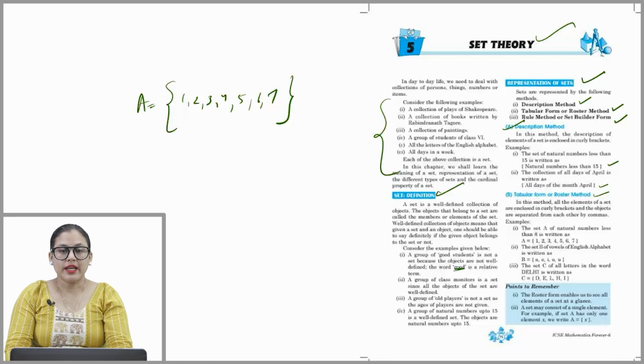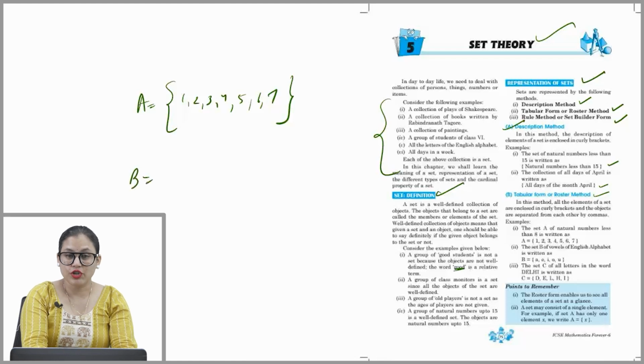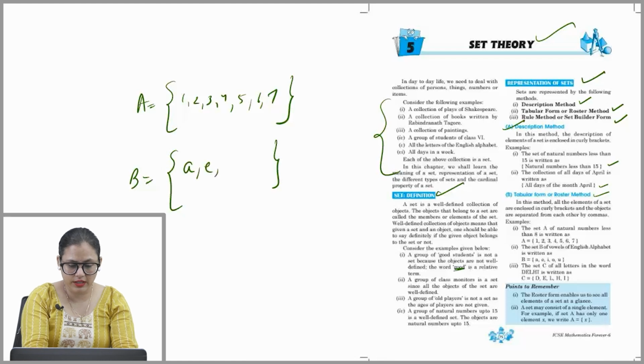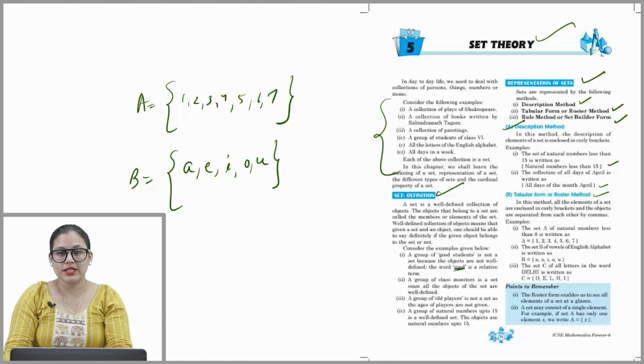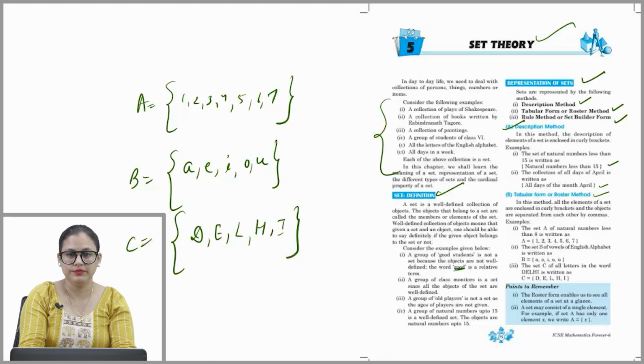Second, the set B of vowels of the English alphabet is written as B = {A, E, I, O, U}. And 3, the set C of all letters in the word Delhi is written as C = {D, E, L, H, I}.